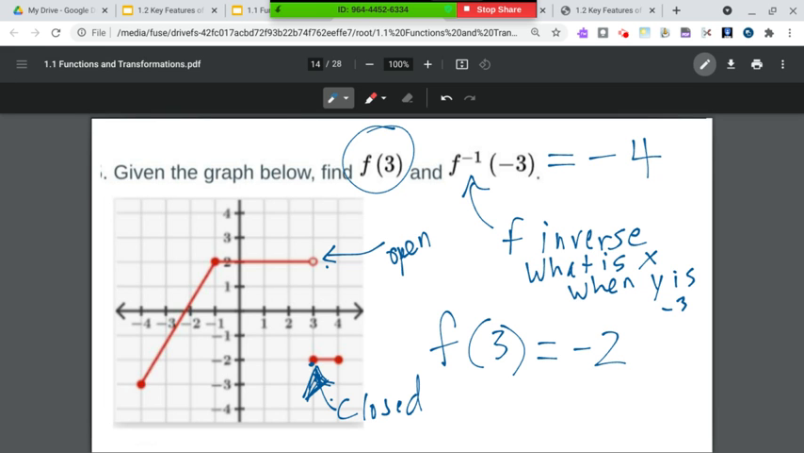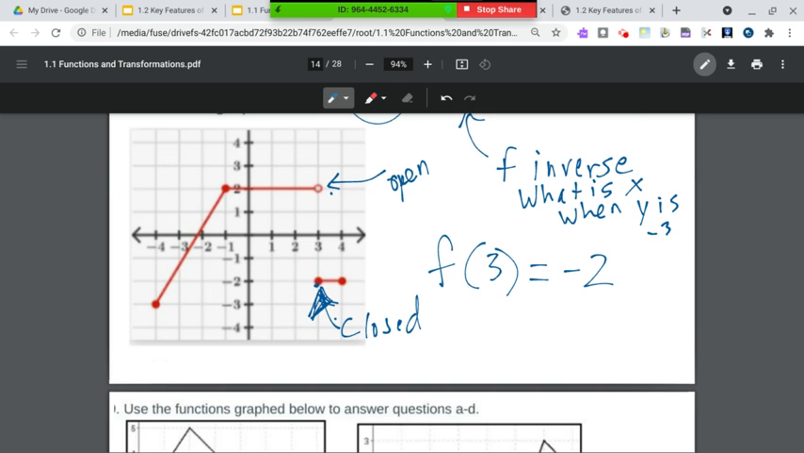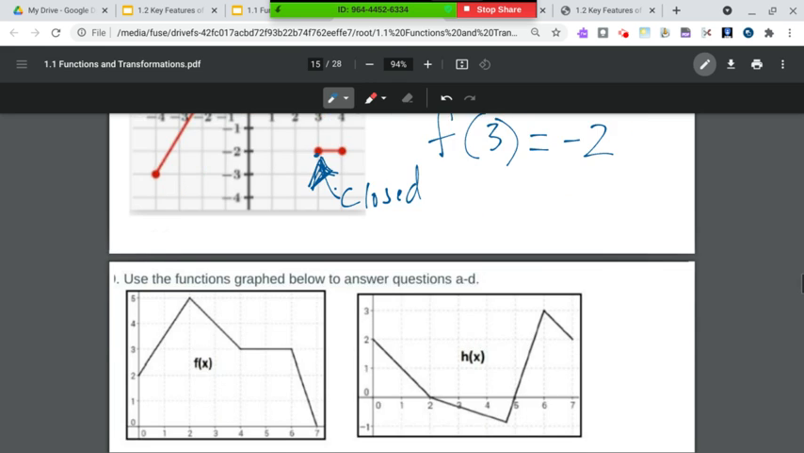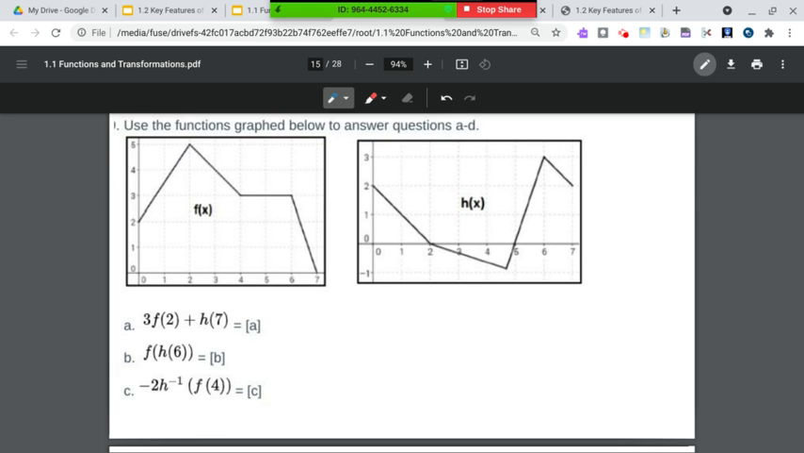So whenever you see that inverse notation, you look for the y value, and then what is x at that y value. Okay? Are you okay there? Yeah. We'll go over it again. It's not like you'll never see it again. We'll definitely do review for sure. Can you try letter A here and tell me what you get?